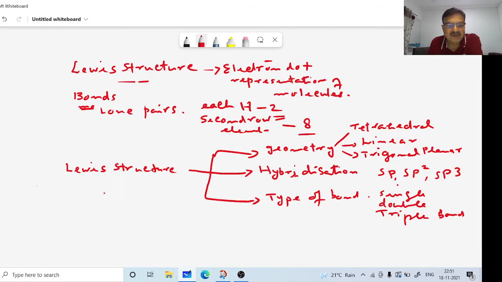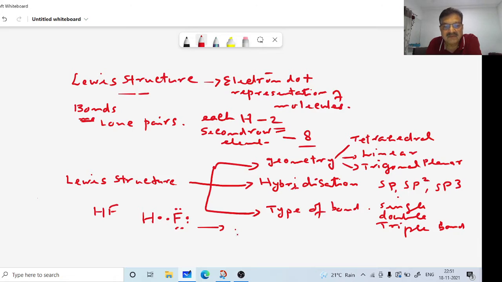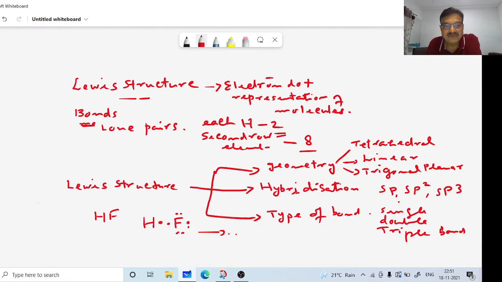Now for a diatomic molecule like hydrogen fluoride, how will you draw the Lewis structure? We know hydrogen has only one valence electron. Then we have the fluorine here. The sharing of electrons takes place: one electron from the hydrogen and one electron from the fluorine atom will be shared, and a 2 electron bond will be formed. Like this, we can show.